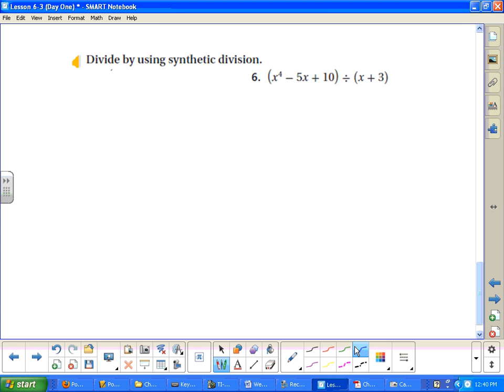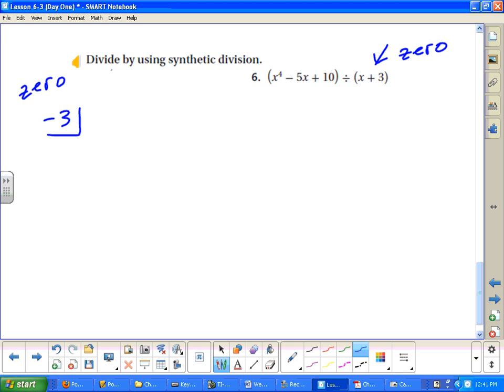So remember, when we set up synthetic division, the first thing we're going to do is put this little backwards L, half a box, half a square, whatever, in this corner. And what goes in there is the 0 of the divisor. So what makes this 0? That would be negative 3.